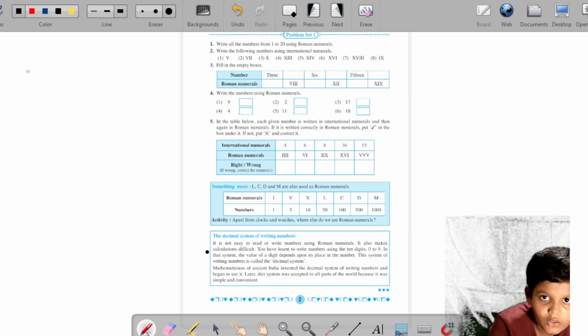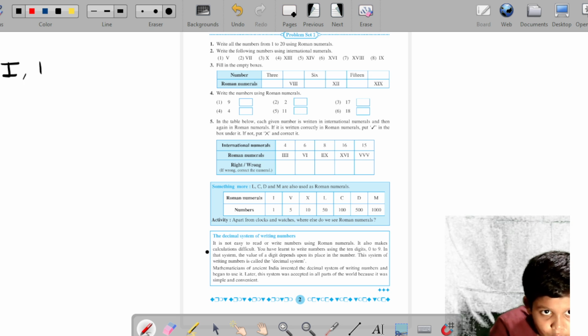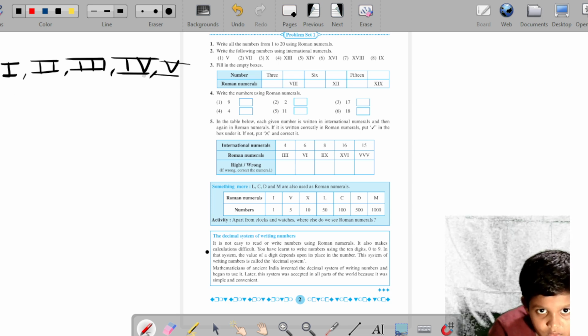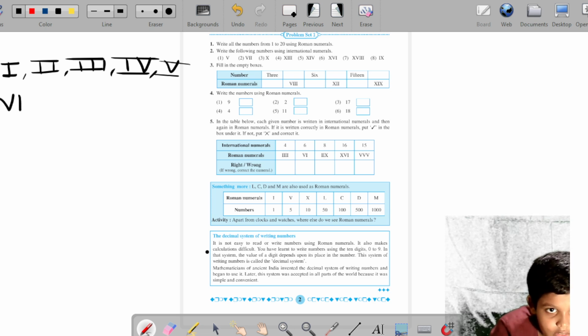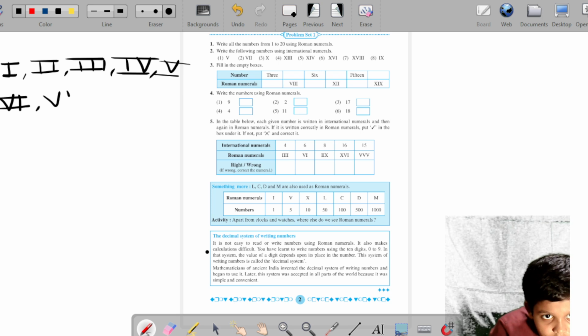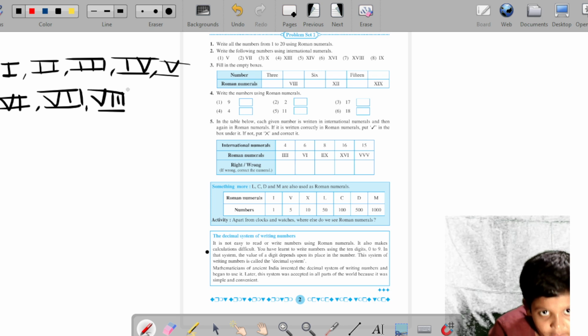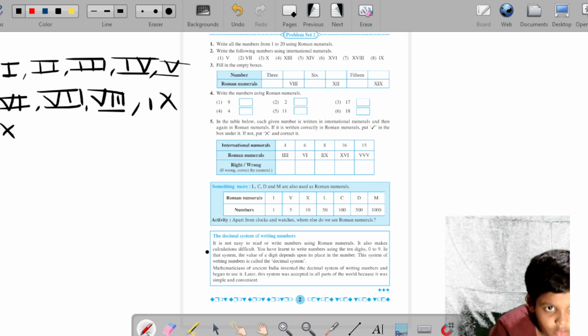Write all the numbers 1 to 20 using Roman numerals. 1 is like this, 2 is like this, 3 is like this, 4, 5, 6, 7, 8, 9, and this one is 10.